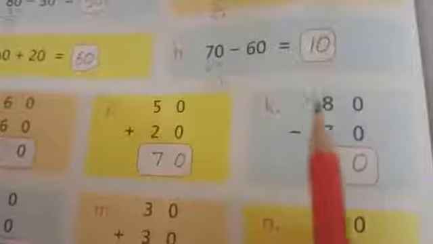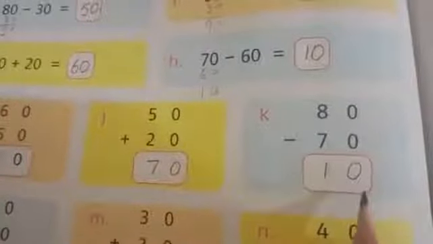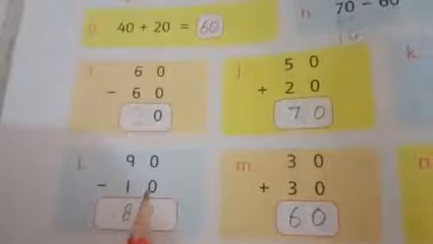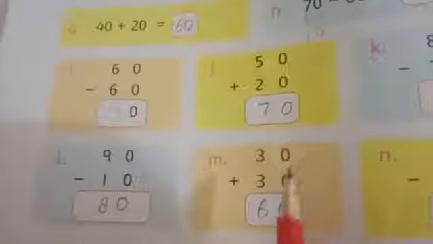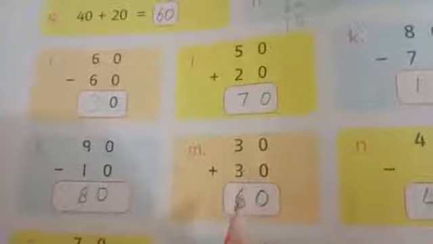In the same way, now we will deduct question number K. 0 minus 0, the answer is 0. 8 minus 7, the answer is 1. The answer 1, 0, 10. Now question number L. 0 minus 0, 0. 9 minus 1, 8. The answer is 80. Question number M. 0 plus 0, 0. 3 and 3, 6. You can use your fingers, you can draw lines and you can add in your mind.